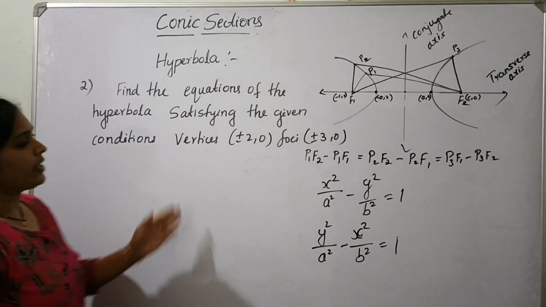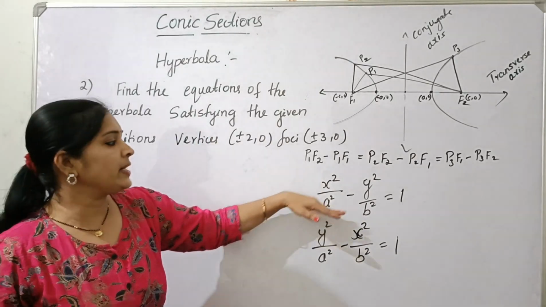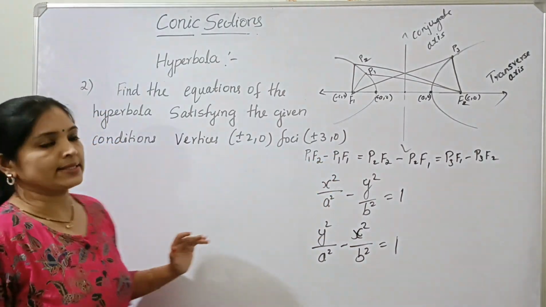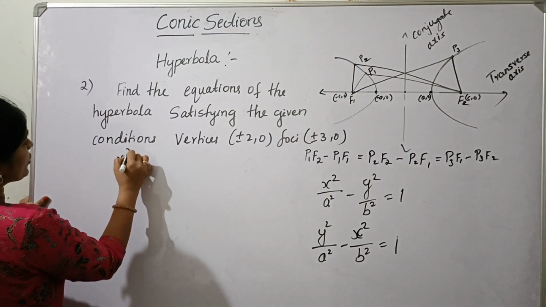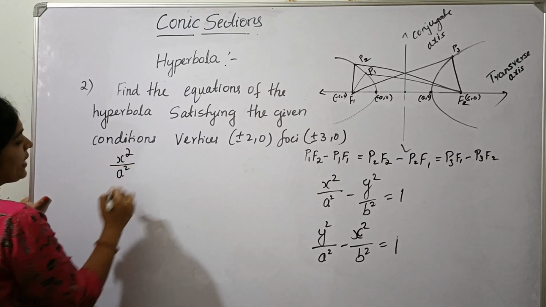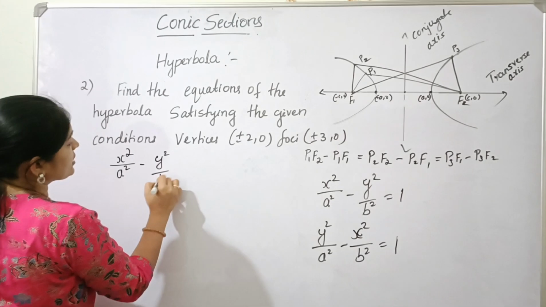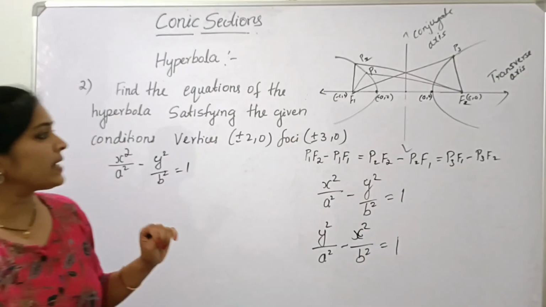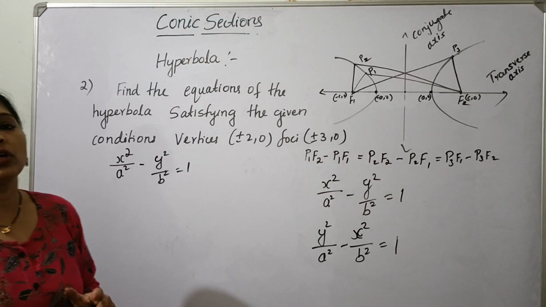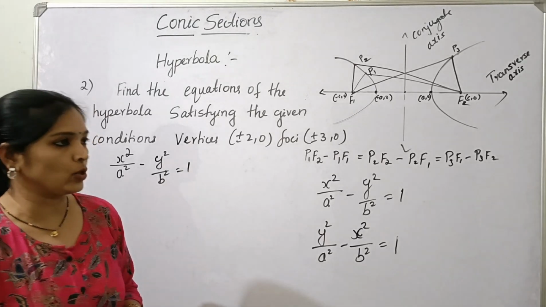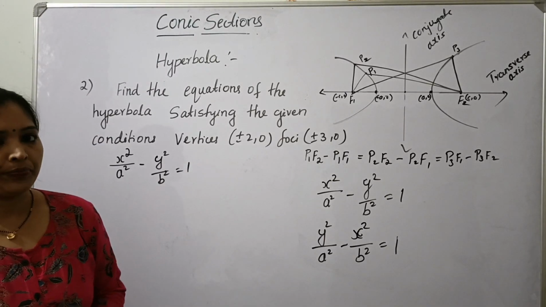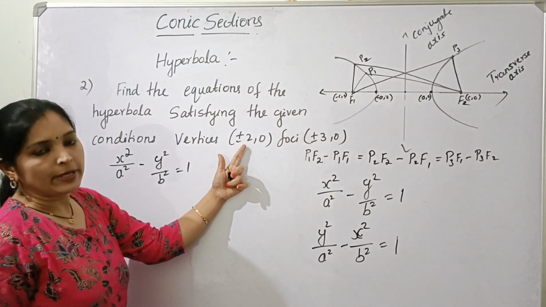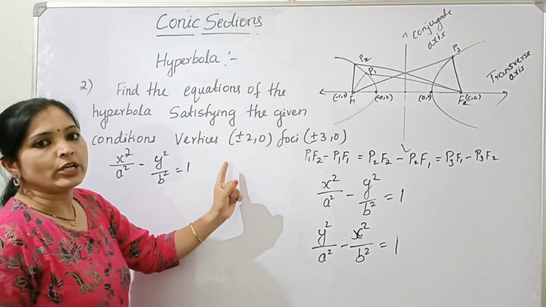So according to the given points we have to write the standard equation of the hyperbola. The standard equation is x square by a square minus y square by b square is equal to 1, since the hyperbola is along the x-axis. The coordinates of the foci are plus or minus 3, 0, that means c is 3. The vertices are plus or minus 2, 0, therefore a is 2.